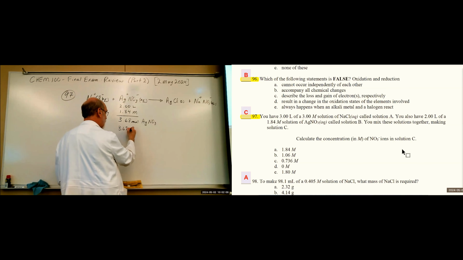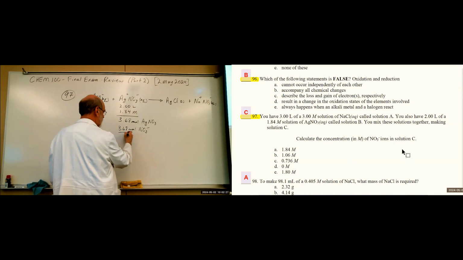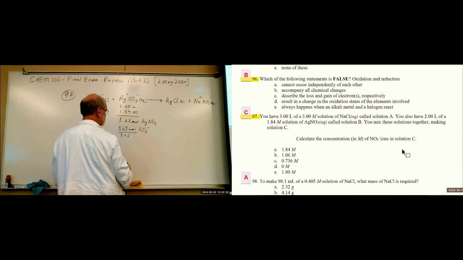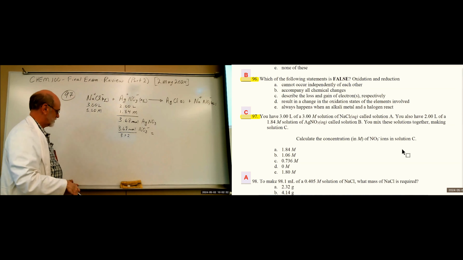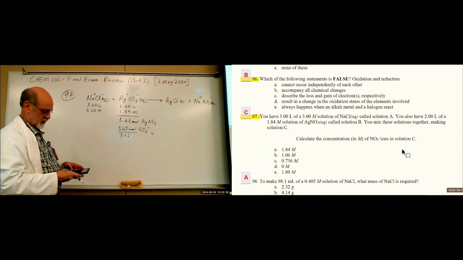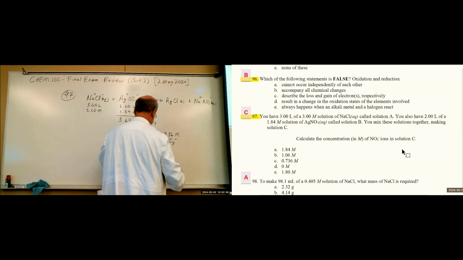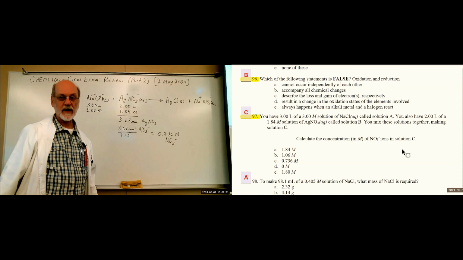Now, what's the concentration? Well, we need the final volume. We put 3 liters of this together with 2 liters of that, so it's 3 plus 2, or 5 liters. So 3.68 divided by 5 is 0.7, let's see, 3 significant figures, 3.6 molar nitrate. Okay, that's how you get that answer.